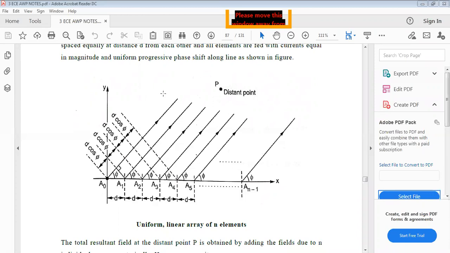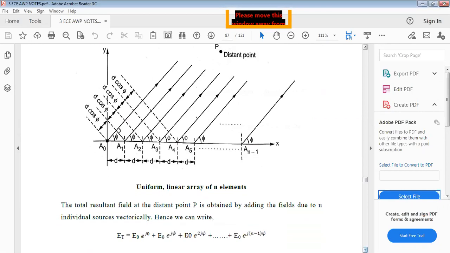Okay, the resultant radiation pattern of a naught alone is E naught into e power j0 psi. Similarly for a1, e power j1 psi. For a2, e power j2 psi. Then e power j3 psi, 4, 5, up to a of n minus 1. Already I told you how to derive this expression.